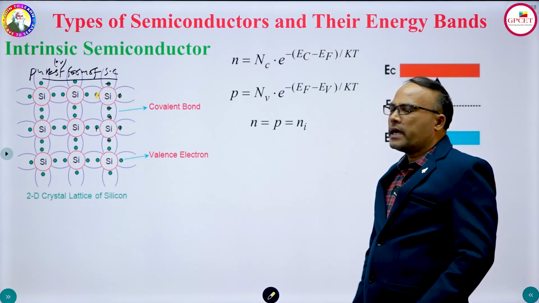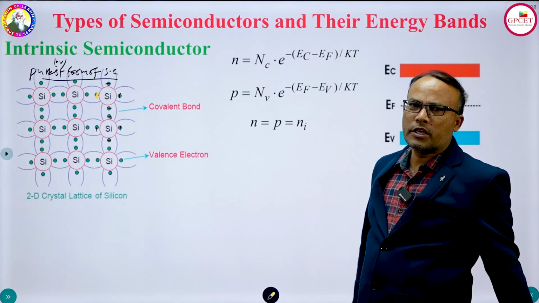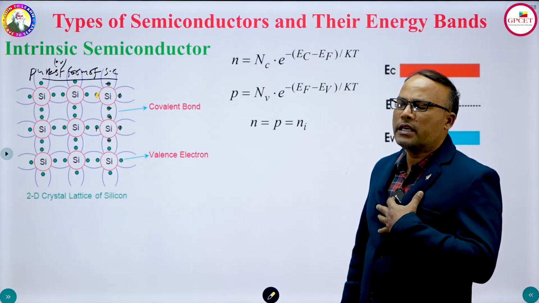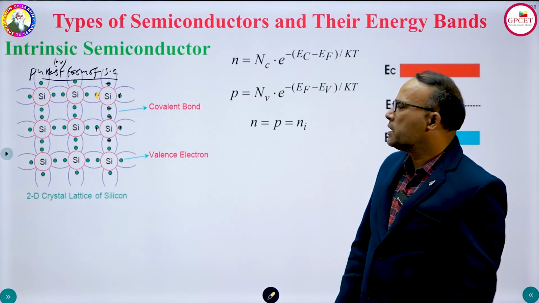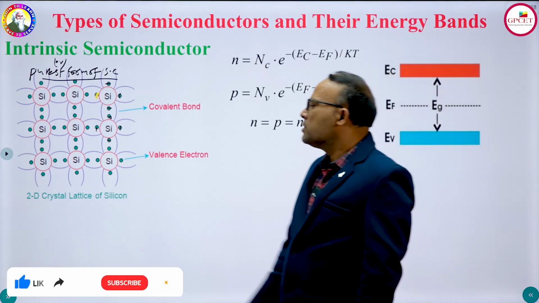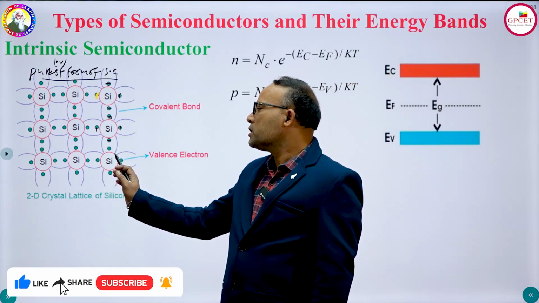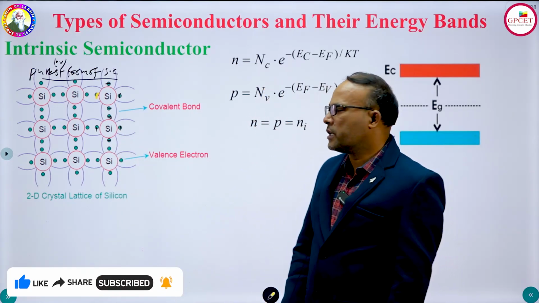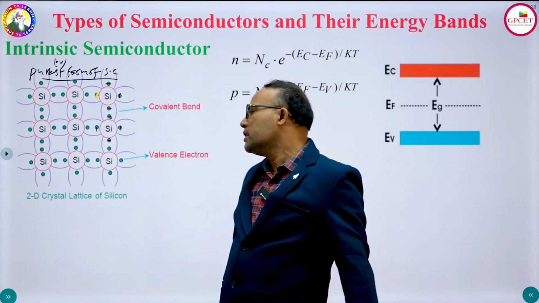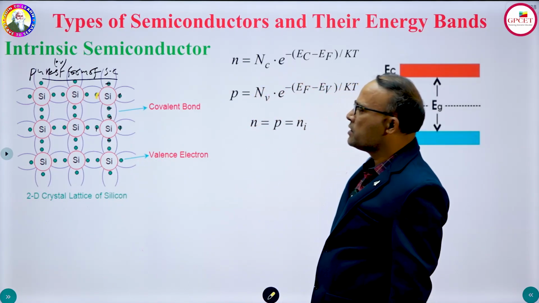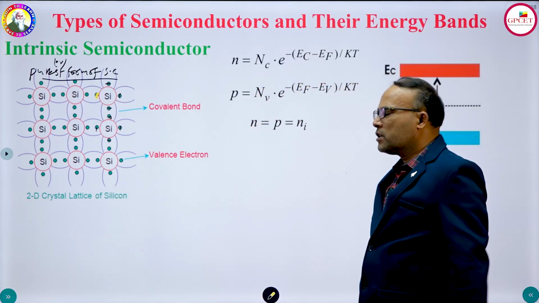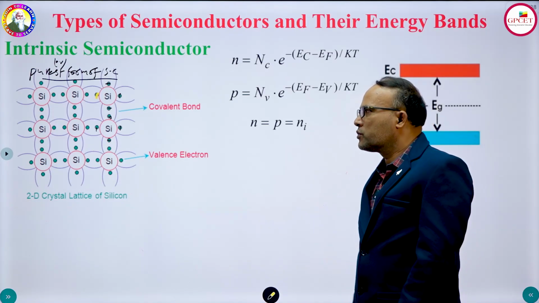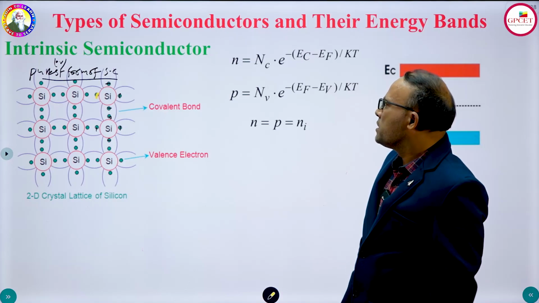So if current wants to flow in an intrinsic semiconductor, it is very difficult to obtain, and only a very minute current is obtained at very high energy levels, because there is no free electron or hole present in this intrinsic semiconductor, the purest form of semiconductor. As you see in this structure, which is a two-dimensional crystal lattice of silicon, even germanium is a tetravalent atom. The same concept arises for germanium also, right? But here, let us see.